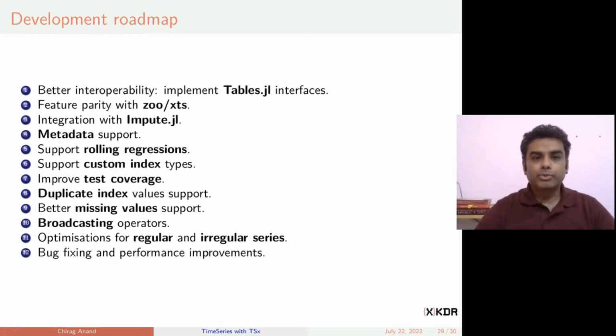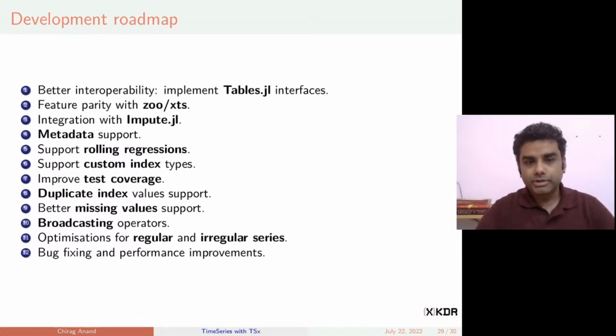Then we want to support rolling regressions. We want to support custom index types, and not only be limited, as it is right now, to only integers and time type. Then we want to improve test coverage to make the package much more robust. We want to support duplicate index values. Some people on Discourse and on GitHub have commented on other packages that they are looking for this feature.